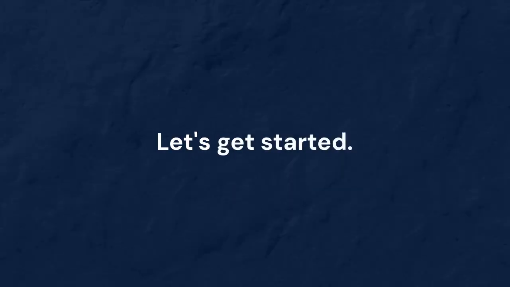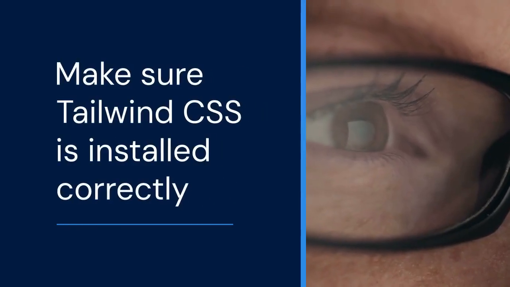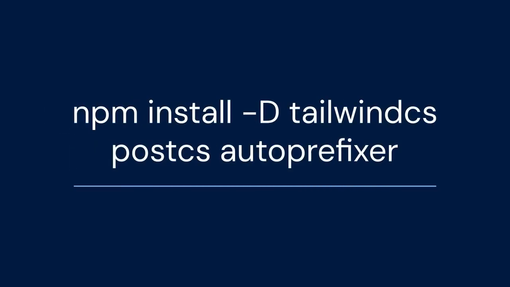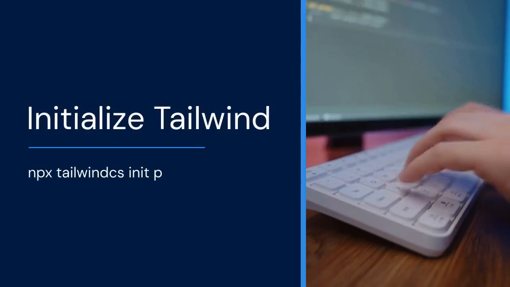Let's get started. First, make sure Tailwind CSS is installed correctly. Use npm install tailwindcss postcss autoprefixer. Then, initialize Tailwind with npx tailwindcss init.